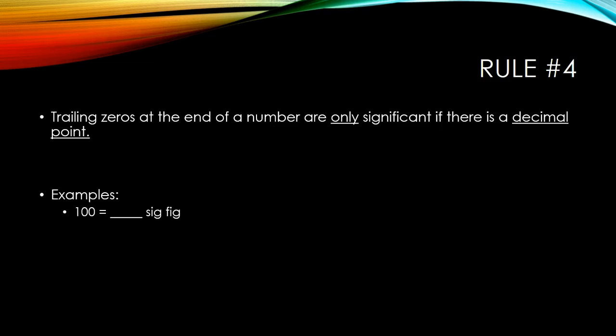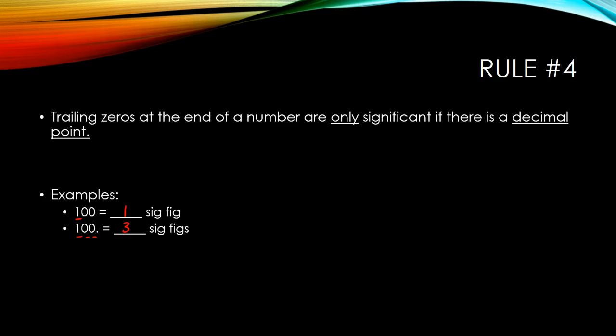Now remember, they're only significant if there's a decimal point. So here, there's no decimal point, which means that the only significant figure here is the 1. All right, let's look at another example. And this one is 100 with a decimal point. And so 100 with a decimal point means that those zeros are significant, which means that this is 3 significant figures.